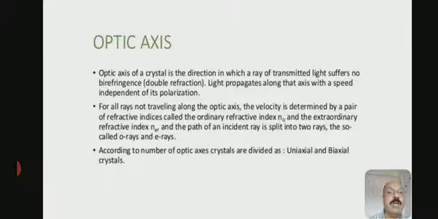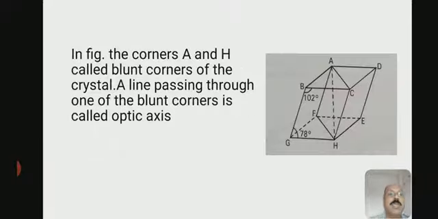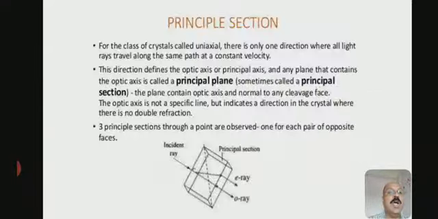According to the number of optic axes, crystals are divided into uniaxial and biaxial crystals. In this figure you observe the corners A and H, called blunt corners of the crystal. A line passing through one of the blunt corners is called the optic axis.